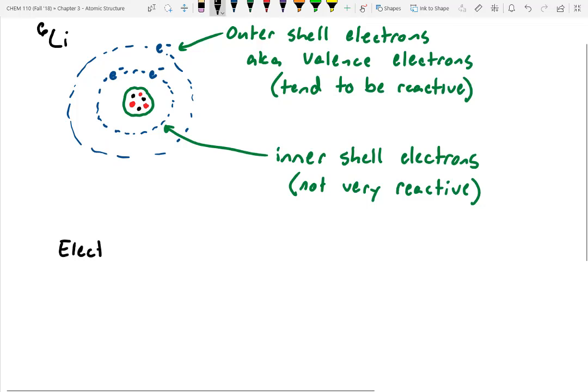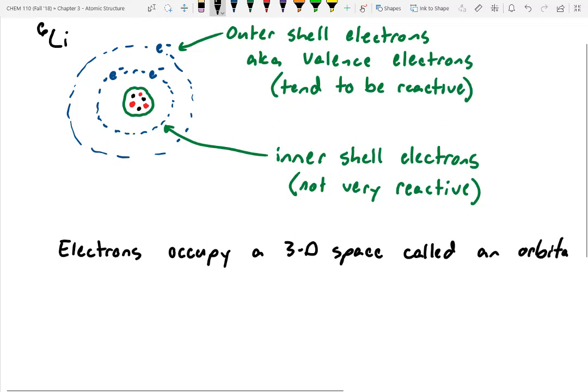The key thing to remember is that electrons occupy a 3D space called an orbital. It isn't my favorite term because orbital implies orbit, right? These don't really orbit like a planet does. It's more just this random probability map. So let's make a note of that.